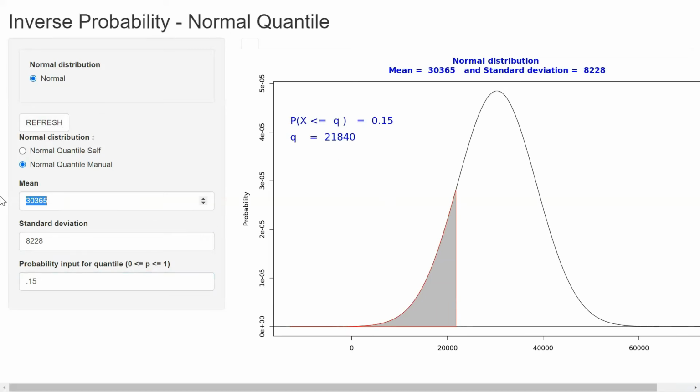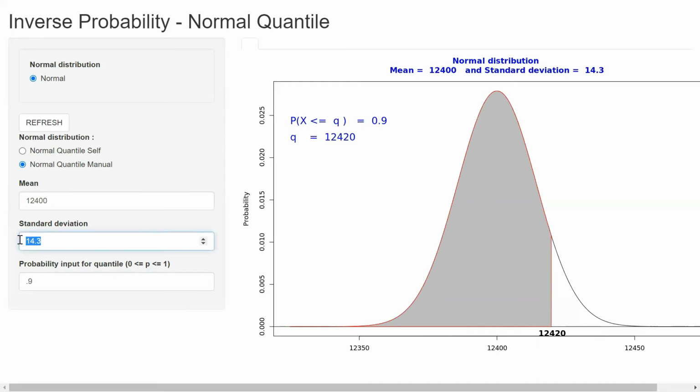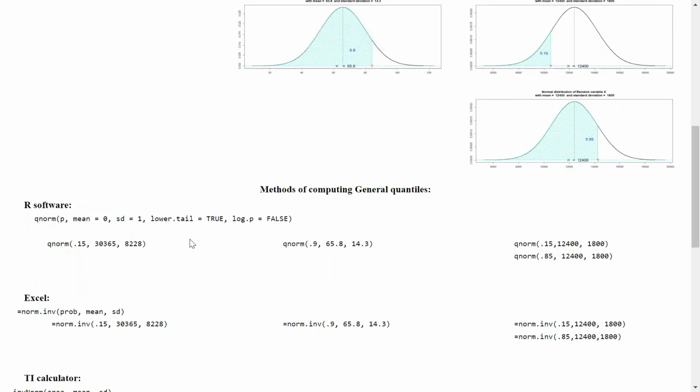For the right quantile, mean is 65.8, standard deviation is 14.3, probability is 0.9. The quantile for right tail is 84.13. Last, for the middle probability, the mean is 12,400 and standard deviation is 1800. Probability for the lower quantile is 0.15. The lower quantile for the middle probability is 10,530 and for 0.85 the upper quantile is 14,270.